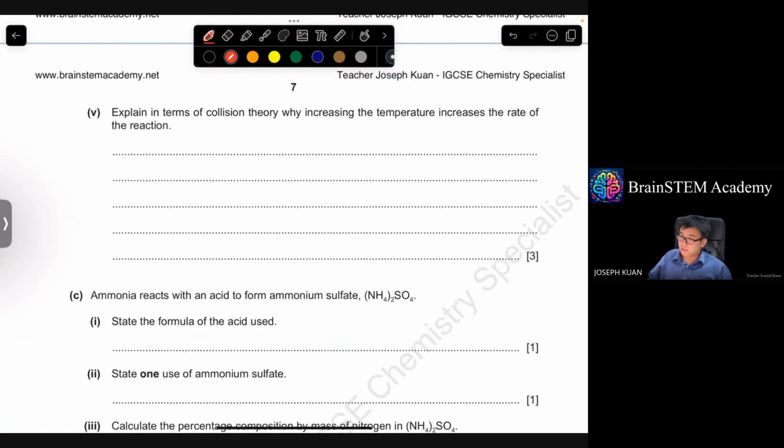Explain in terms of collision theory why increasing the temperature increases the rate of this reaction. So first of all, it increases the kinetic energy of particles, which means that they move faster. Particles move faster.